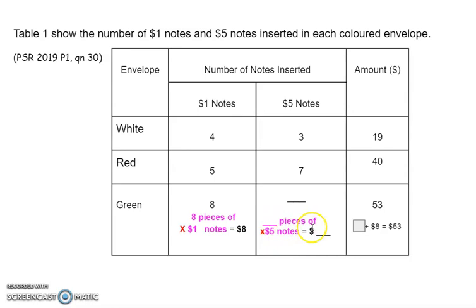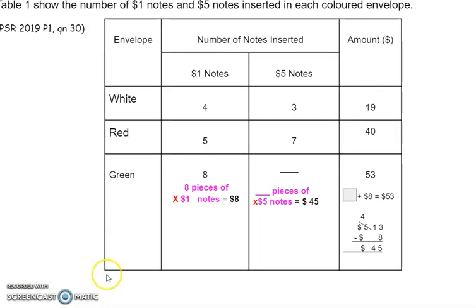We don't know. But we do know that the sum of this amount plus $8 gives you $53. So we're going to use this information here to work out how many pieces of $5 notes. Okay, how do we do it? We are going to use $53 take away $8. So that leaves you $45.